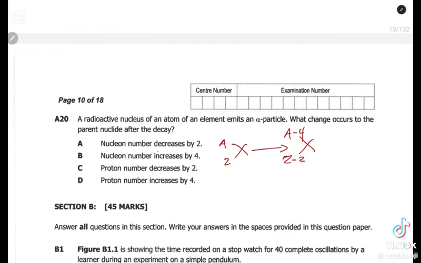So the nucleon number is the same as mass number. So the mass number decreases by 2. This is no. Mass number increases by 4. No, it has to decrease by 4. Proton number decreases by 2. Yes. Proton number decreases by 2. Proton number increases by 4. No. So therefore the answer is C. Alright. So that is how simple it was.